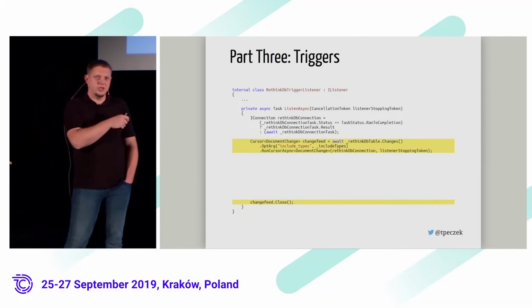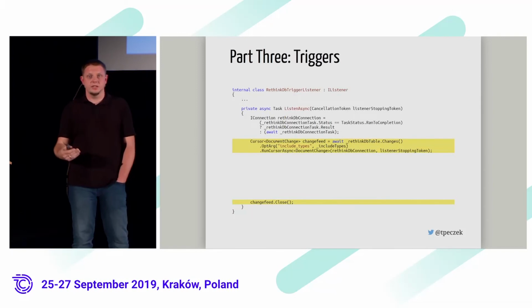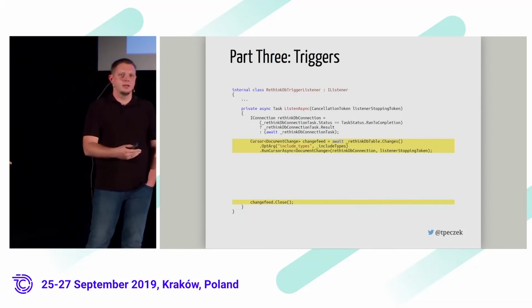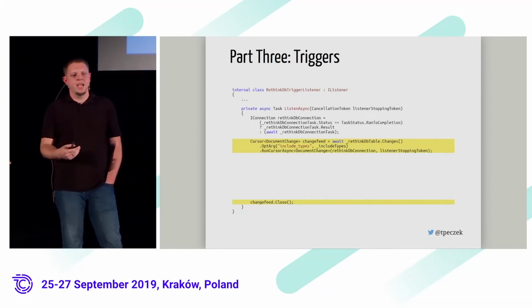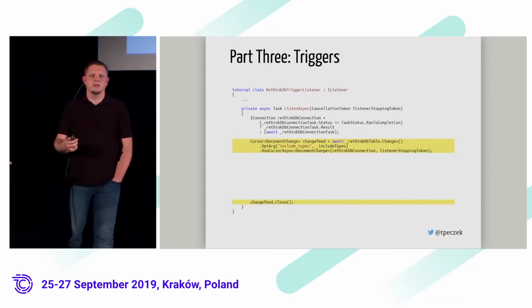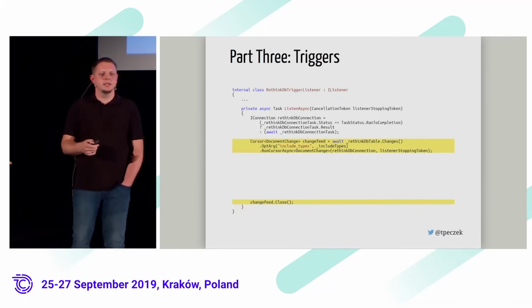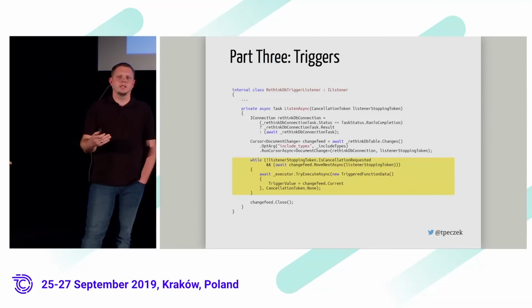So RavenDB has change feeds, and when you are creating that change feed, you can pass that stopping token. So this will be canceled. You need to remember about that. And when you have that change feed or whatever else stream of events that is important for you, you can actually start listening. And you should be listening for two things.